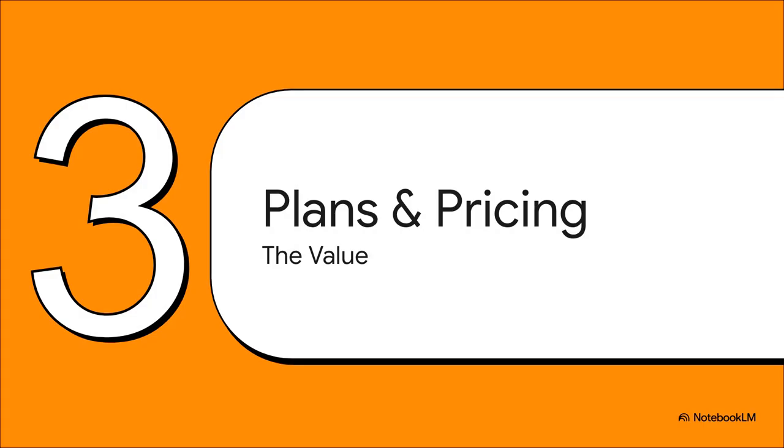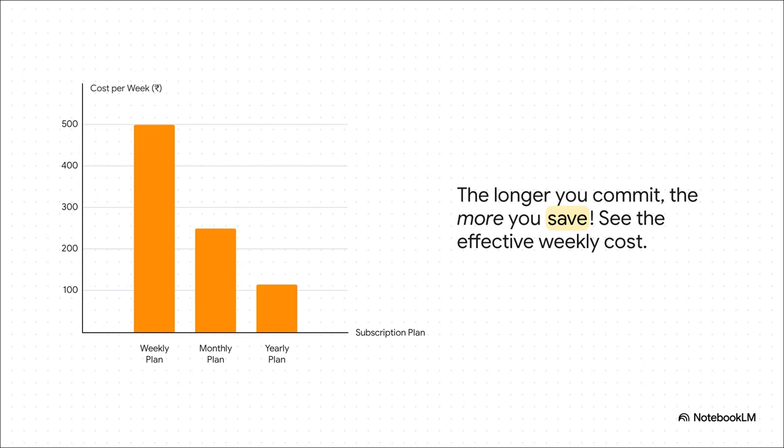All right, so a tool that saves you this much time has got to be worth something, right? But what does it actually cost? Let's break down the plans and see where the real value is. This chart makes it super clear. If you go with the weekly plan, you're looking at 500 rupees a week. But look what happens when you switch to the monthly plan. That cost gets cut in half, down to 250 a week. And if you go for the yearly plan, it drops to just over 100 rupees. It's pretty obvious. The longer you sign up for, the more you save.